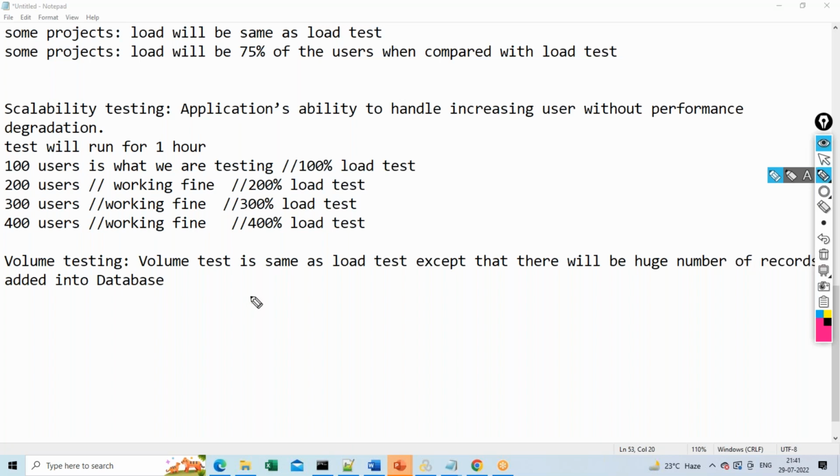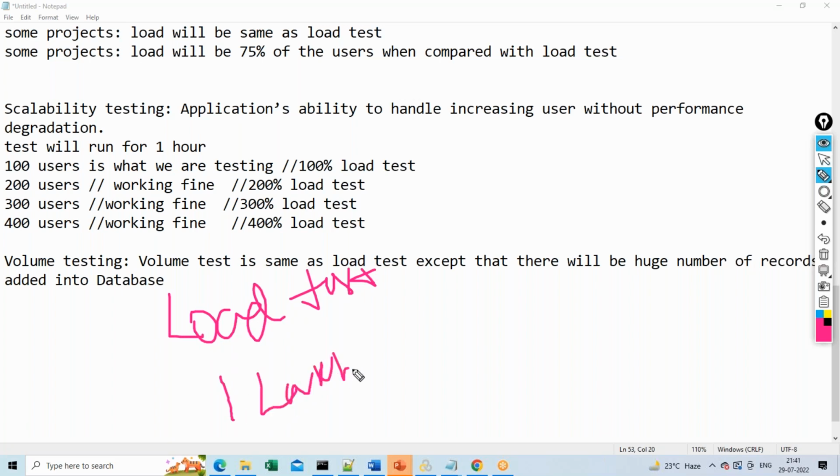In the volume test, the number of users doesn't change, it will be the same as the load test, and we run for 1 hour only. The only thing is, intentionally we will increase the number of records in the database. For example, in load test, in the Oracle database you have 1 lakh records. In volume test, we will intentionally add, let's say, 3 lakh or 4 lakh records, and then see how the application responds.